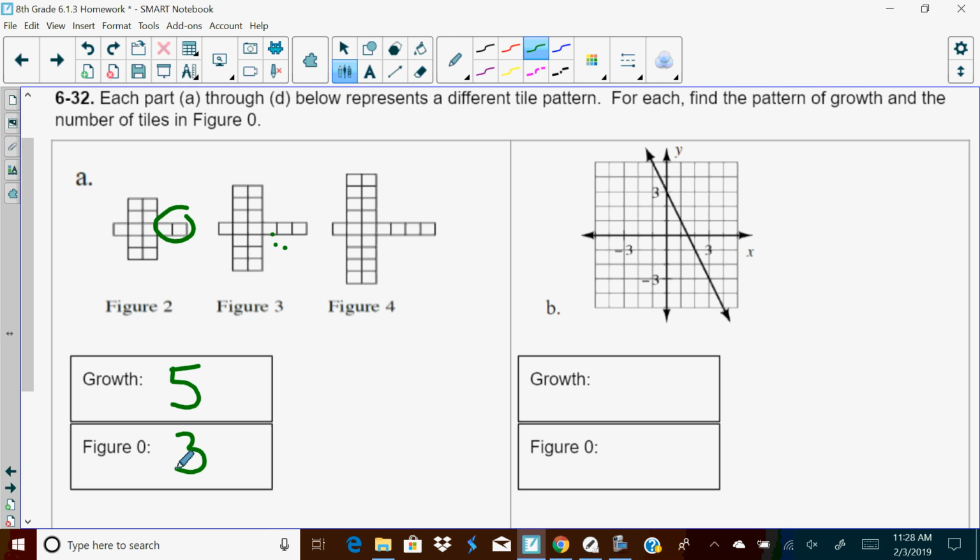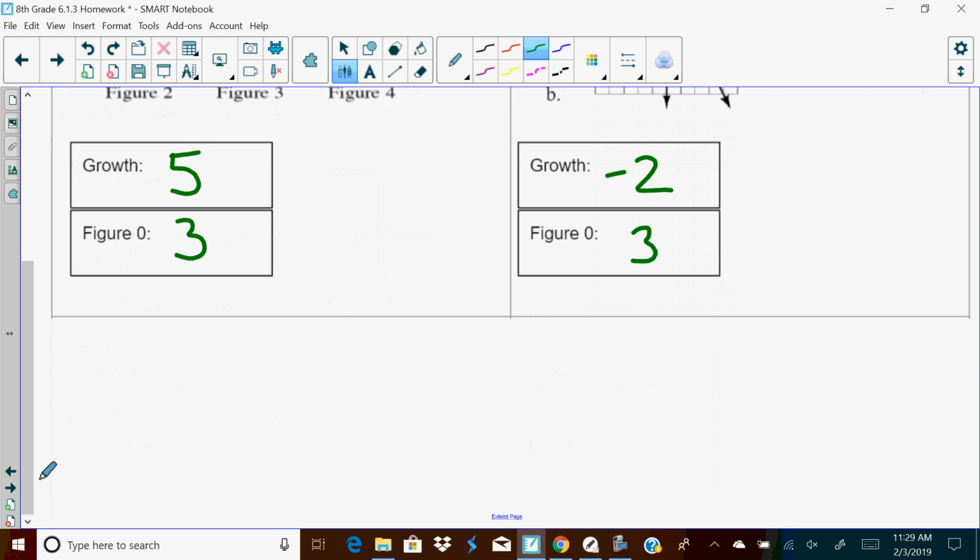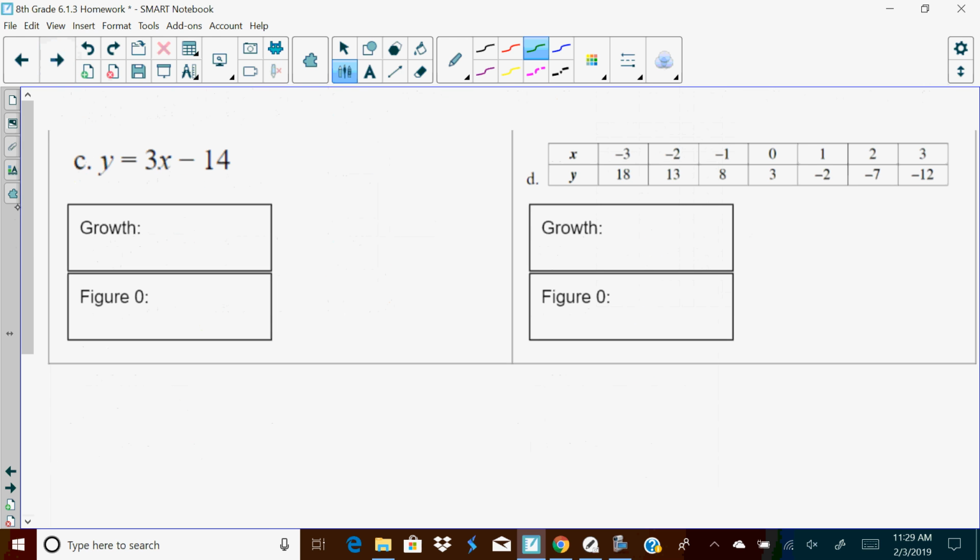For B, I know that my figure 0 is positive 3, and my growth, if I make a triangle, it's going up 2, but in a negative direction, so it's negative 2. For C, my growth is 3 because it's in front of x, and my figure 0 is negative 14. My figure 0 is 3 because it tells me right here, and I'm going down by 5 each time, so my growth is negative 5.